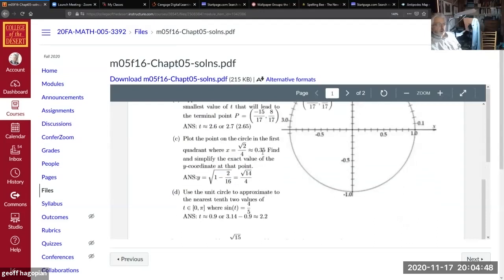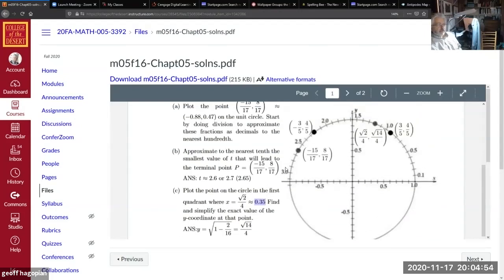Plot the point on your circle in the first quadrant where x equals square root of 2 over 4. That's a number between -1 and 1. So that's a point on the unit circle. Find and simplify the exact y coordinate. So that's over here, huh?